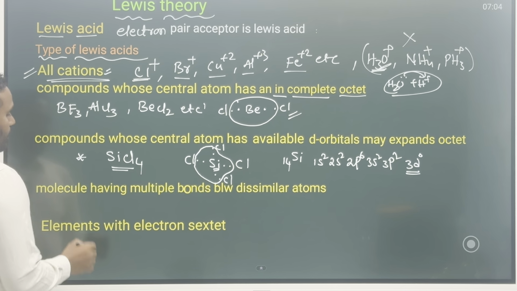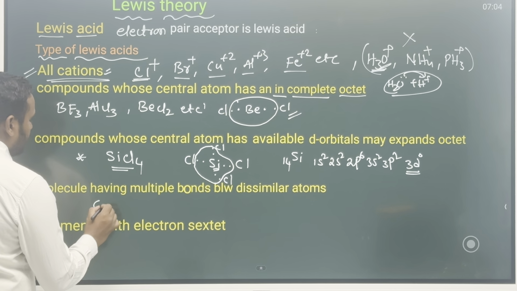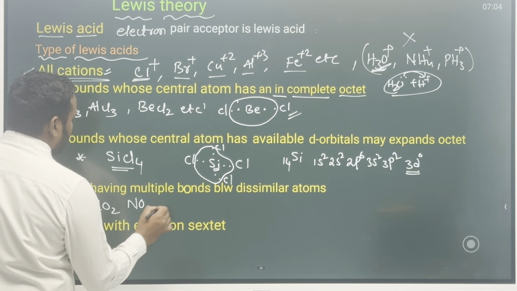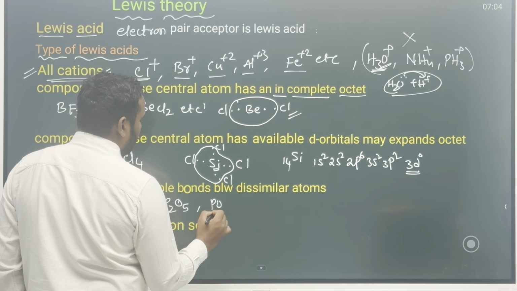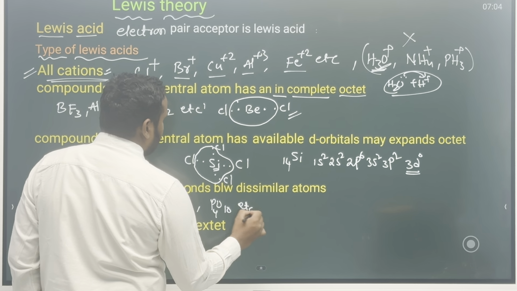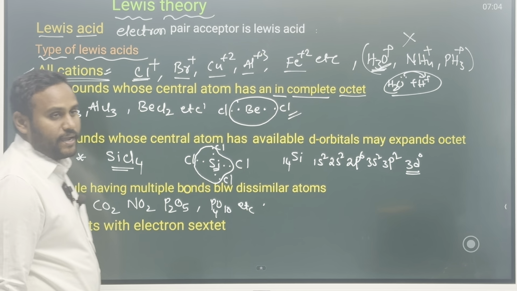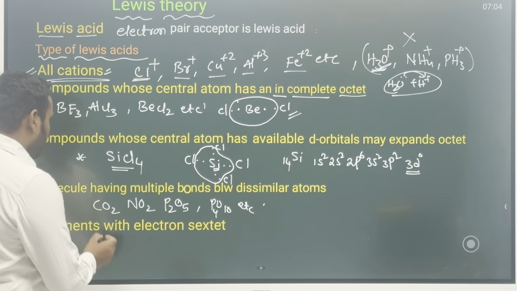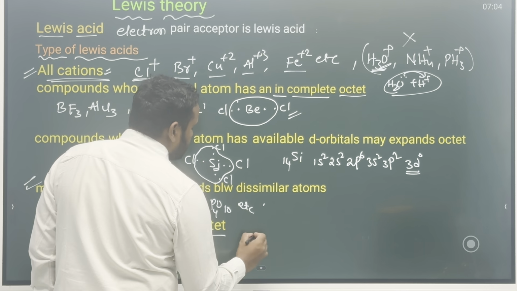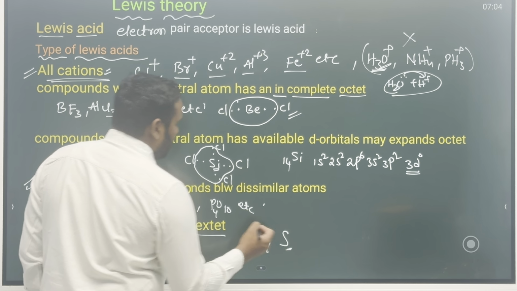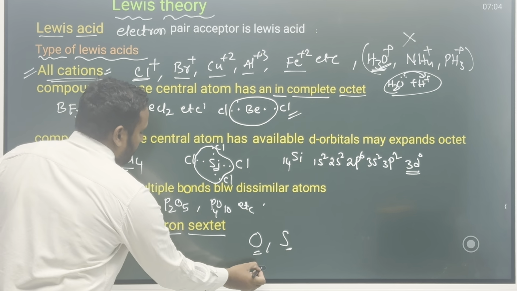Lewis acid. Next, molecules having multiple bonds between dissimilar atoms. For example, you take CO2, NO2, P2O5 and P4O10, etc. These act as Lewis acids, meaning they can accept electron pairs. And molecules or elements with an electron sextet, like oxygen and sulfur, which have 6 electrons in their valence shell, can also act as Lewis acids.